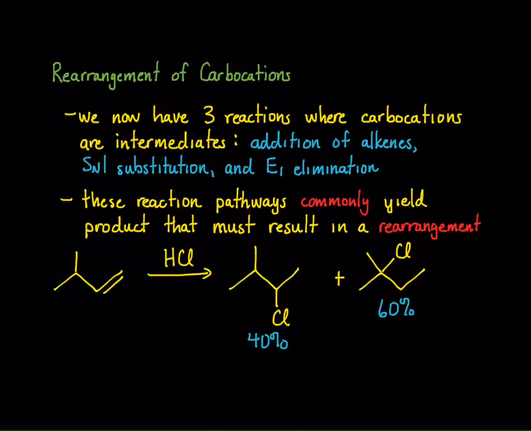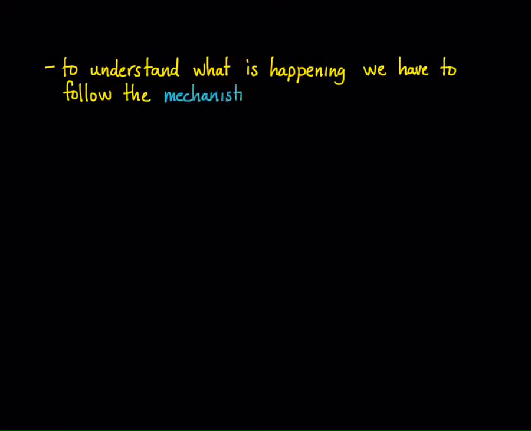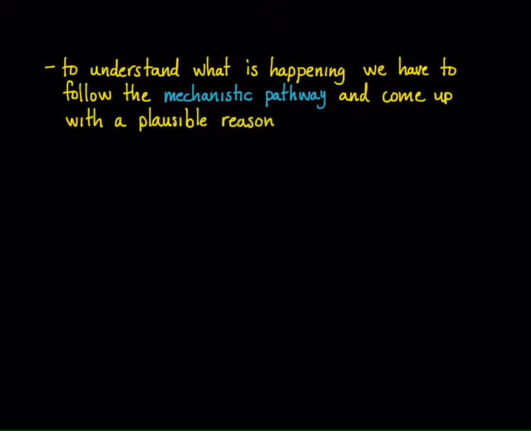So we see that 2-chloro-3-methylbutane is not the major product, but instead 2-chloro-2-methylbutane is the major product. How do we account for that formation, right? We generally can't just throw chlorines wherever we want to. Well, in order to understand what is happening, we have to follow what's called the mechanistic pathway and come up with a plausible reason for the formation of our new product.